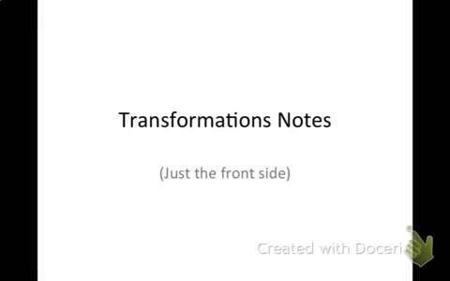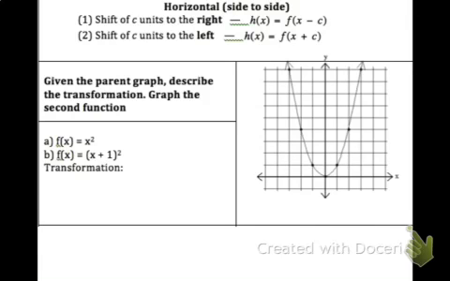All right, so let's get started with transformations, which shouldn't be completely new to you. With transformations, we have four different types, but today we're just going to go over the horizontal and vertical. So you're given a parent graph. Our parent graph for this one is x squared.